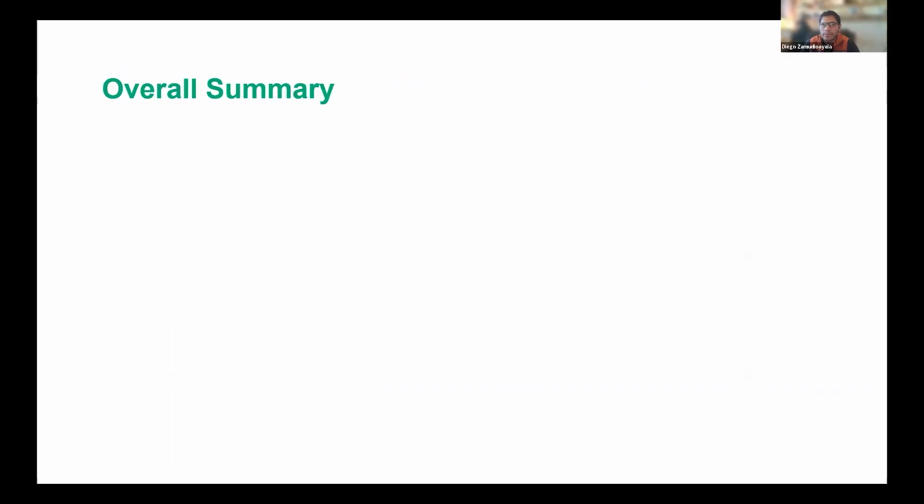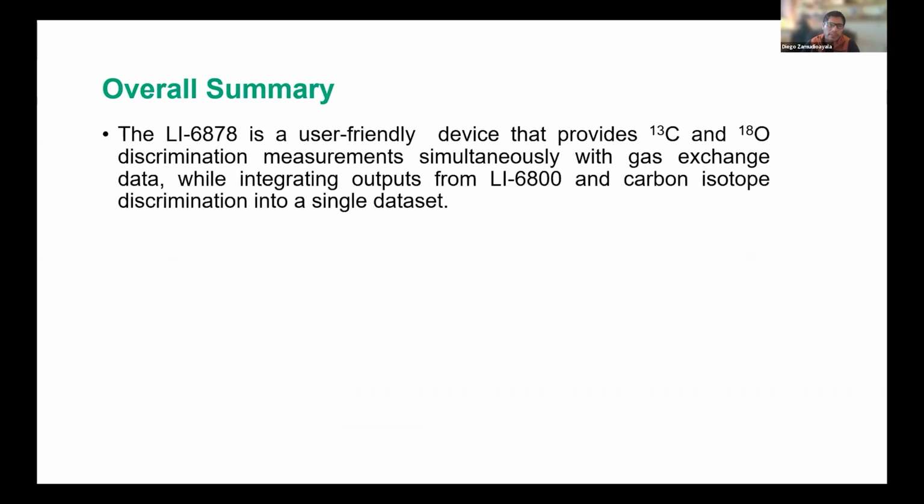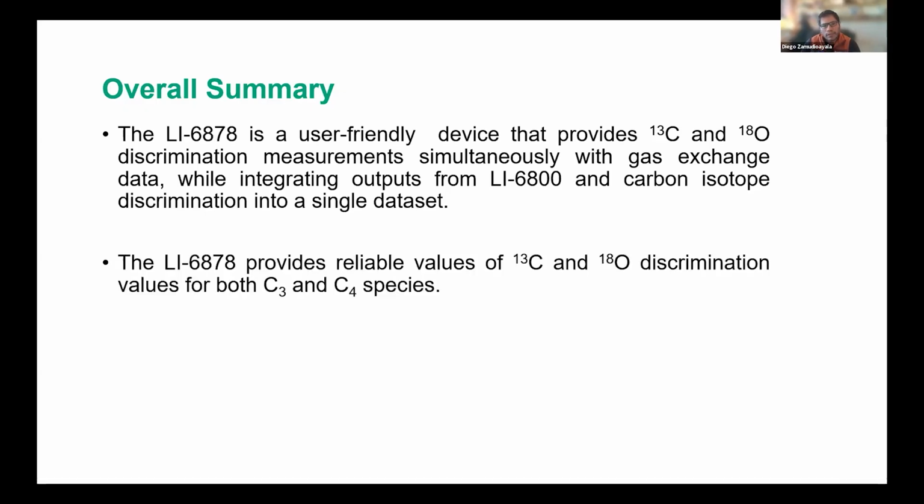Our overall summary is that this new device is a user-friendly tool that provides carbon-13 and N2O discrimination measurements with gas exchange data while integrating both outputs from the LI-6800 and the carbon isotope analyzer in a single file. It also provides reliable values for the carbon-13 and N2O for both species, C3 and C4.